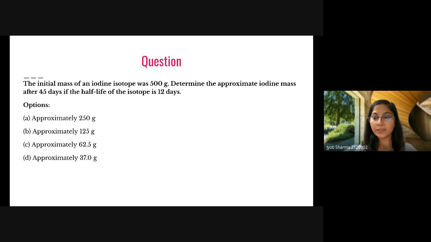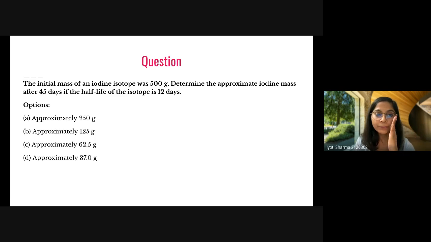Okay, this is again a very similar question. What we have is the initial mass of the iodine isotope, and it was 500 gram, and determine the approximate iodine mass after 45 days if the half life of the isotope is 12 days. So first, you have the half life. Based on that half life, just calculate the decay constant, because the half life is equal to 0.693 upon decay constant. So from here you can calculate the decay constant.